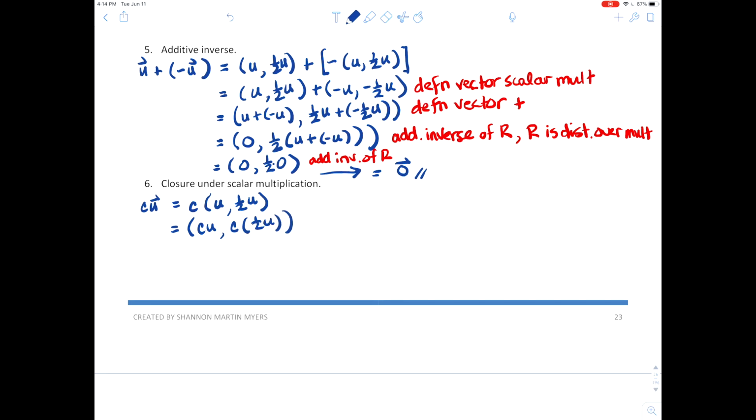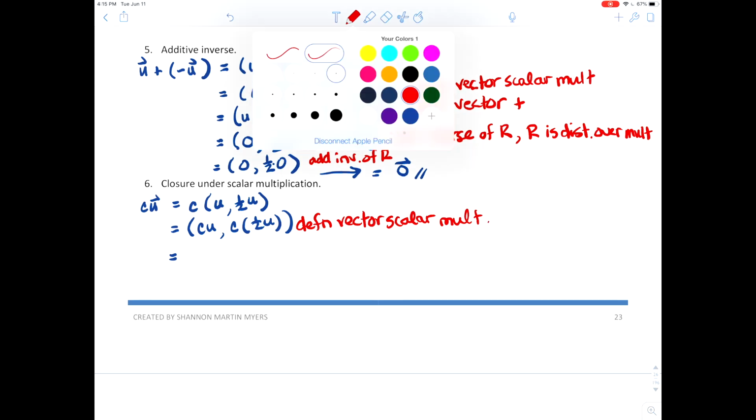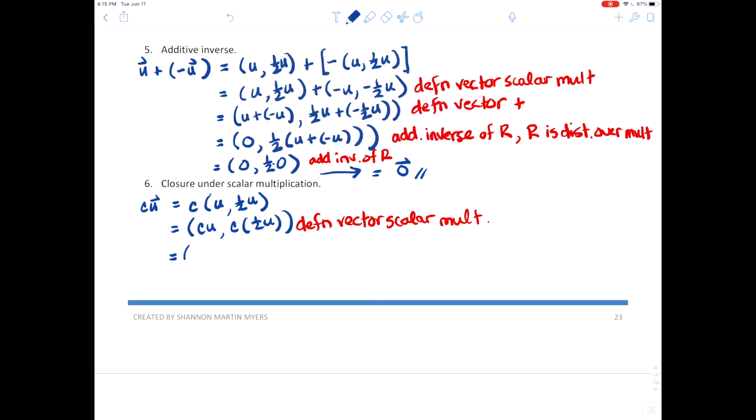Now, don't assume that c times quantity 1/2 u is equal to 1/2 times quantity c times u, because we need to manipulate it to make it so. We want the 1/2 first. So we're going to have here, and this, sorry, was by definition of vector scalar multiplication. And this in turn will be equal to c times u.